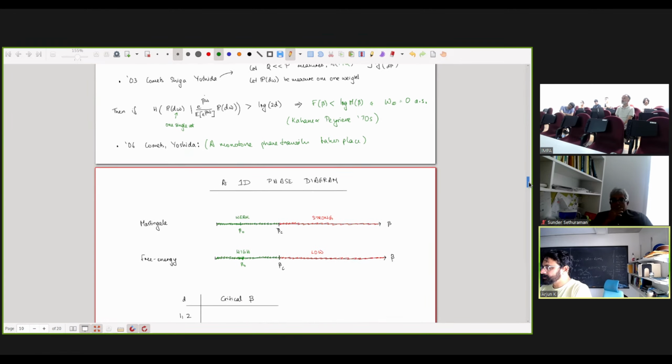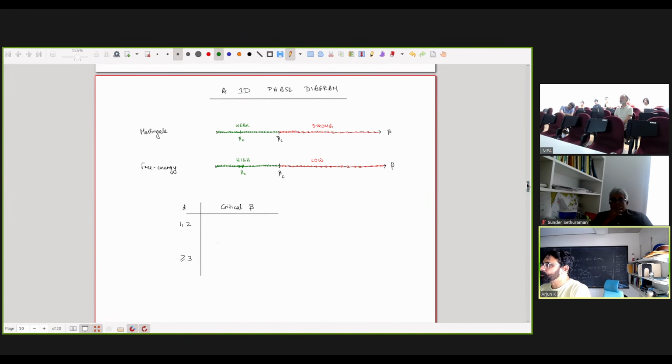And I think I have this on the next page. So they showed that there's a beta critical, one for the martingale and one for the free energy, that divides the weak and strong disorder regimes. In general, we know that beta bar C is less than or equal to beta C, and it's conjectured that they're equal.